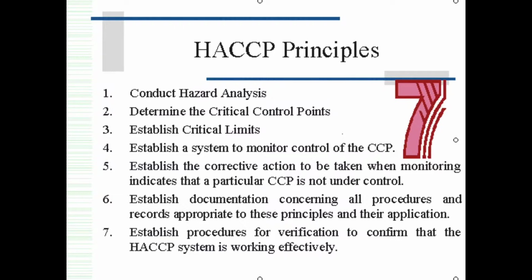Then we have to monitor the system, which gives control of the CCP. After the monitoring step, there is a corrective action step, which indicates that a particular CCP is not under control. Then we have to document it, and at last we have to verify the process, which is called verification. So these are the 7 principles of HACCP.